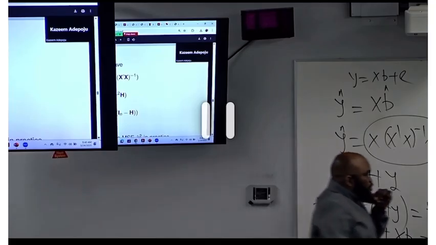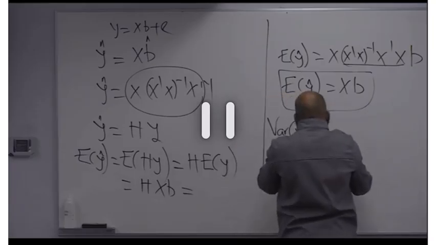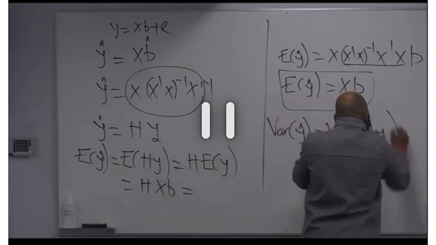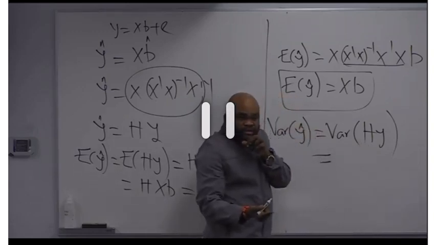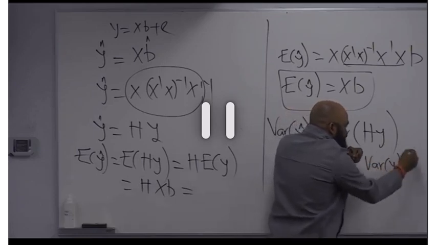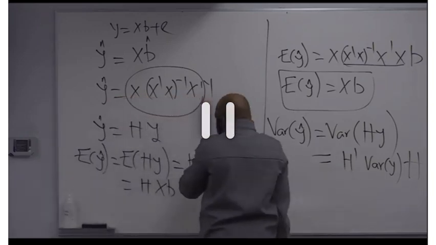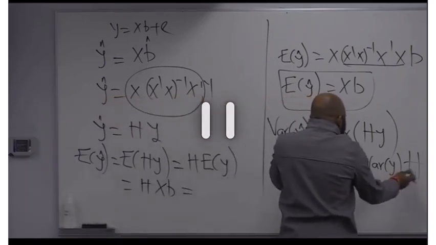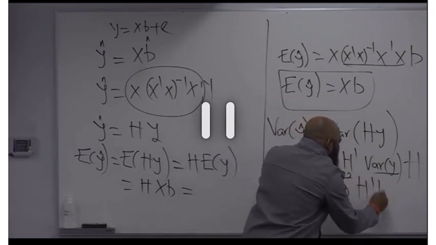Now, we want to derive the variance. Deriving the variance of HY. The hat matrix is a constant, right? Based on the question you asked the other time, it's H times the variance of Y times H transpose, because the hat matrix depends on X, which is fixed. And this is a constant variance, so this is sigma squared H transpose H.